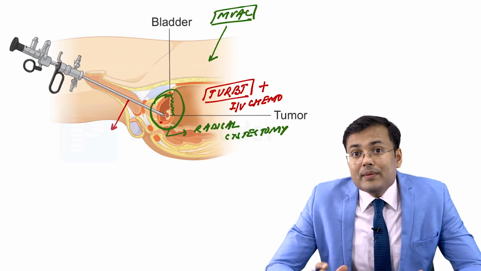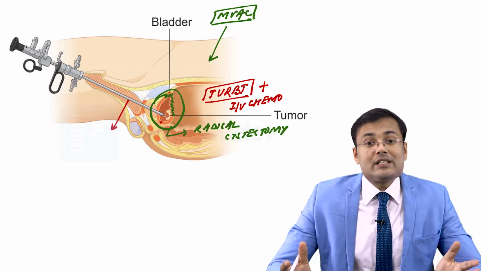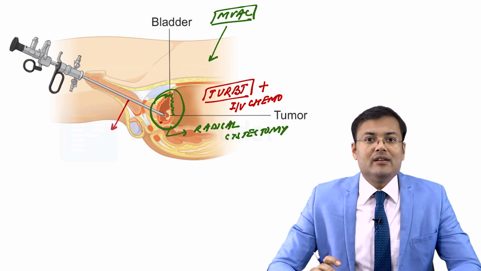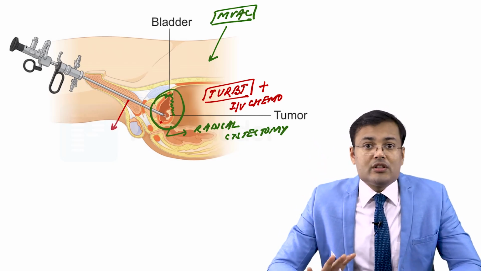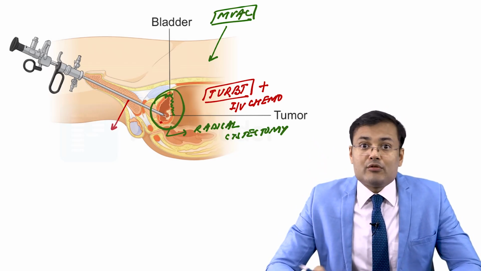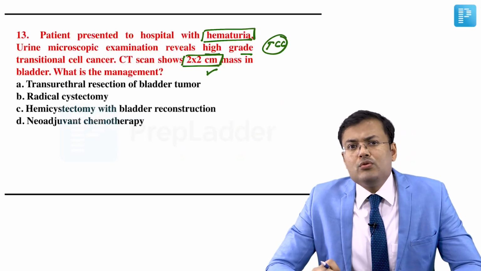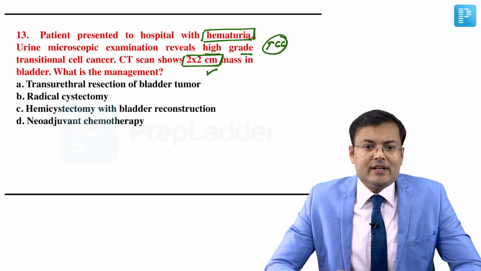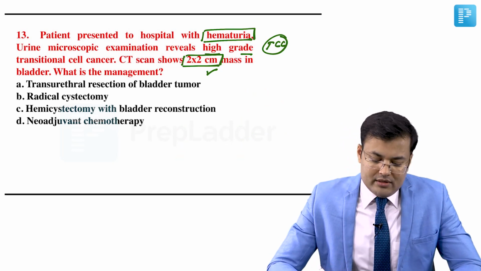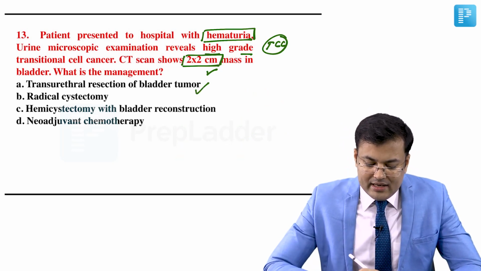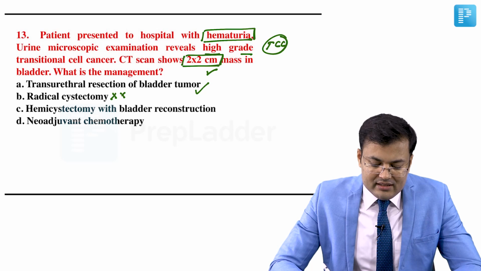Clear? In patients in whom there is advanced malignancy, we want to downstage it. So this is the concept of management of bladder tumor. Now see the question again. Here there is a 2 into 2 centimeter mass, a high-grade tumor. So obviously we have to resect the tumor: transurethral resection of bladder tumor. Will you go for radical cystectomy?